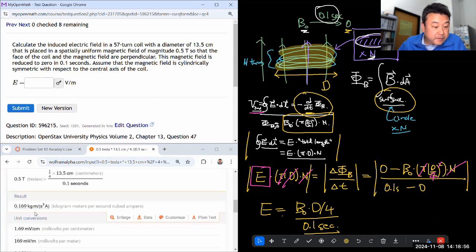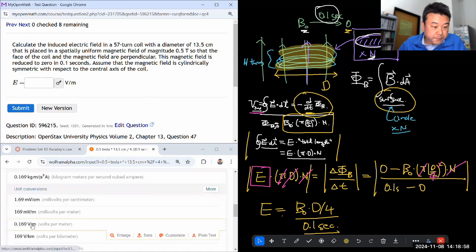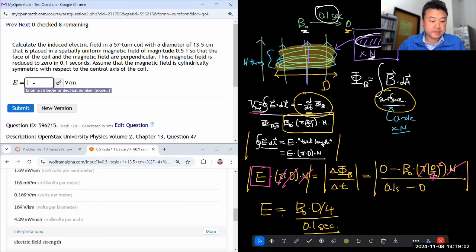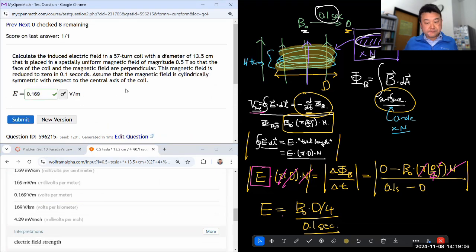so I get the electric field. Oh yeah, volt per meter, that's the right unit: 0.169 volt per meter. So that's it. What was most time consuming was making sure we have the right understanding of the setup and recalling and applying Faraday's law correctly. The algebra itself is simple.